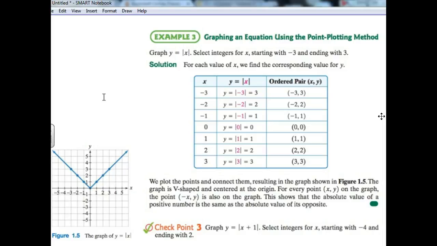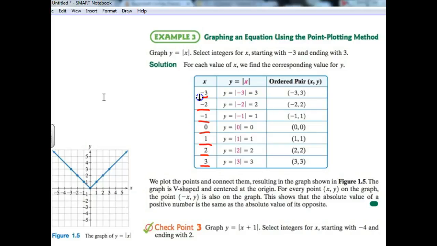They are suggesting, however, just to kind of get you started, that you pick from -3 all the way up to +3. I know that's a lot of points. It's about 7 points, but over time you can probably narrow that down and maybe just do 4 or 5 points. But they want you to go from -3 to +3. So that's why those are listed down the x column.